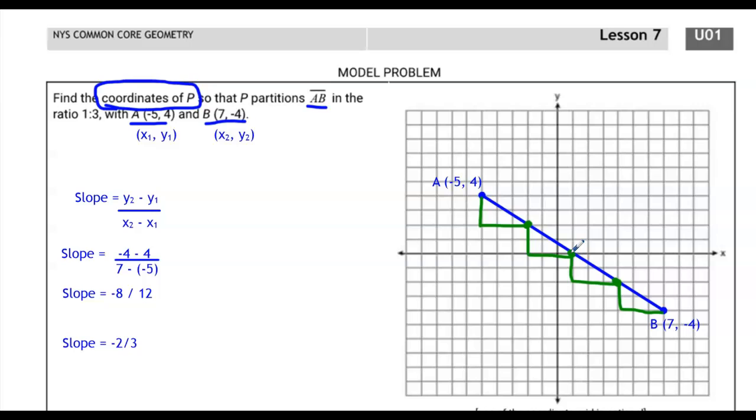That's the idea behind lines, right? They have constant slopes, which means they continue to go straight. They don't deviate from that.